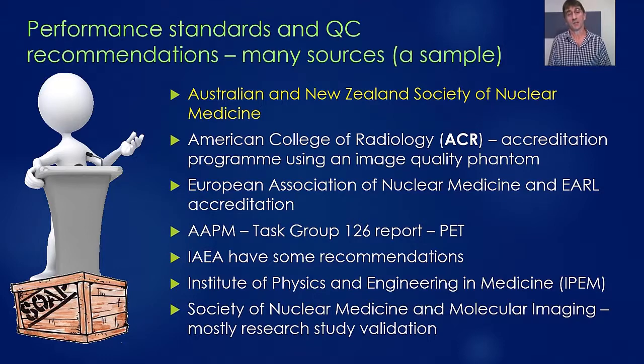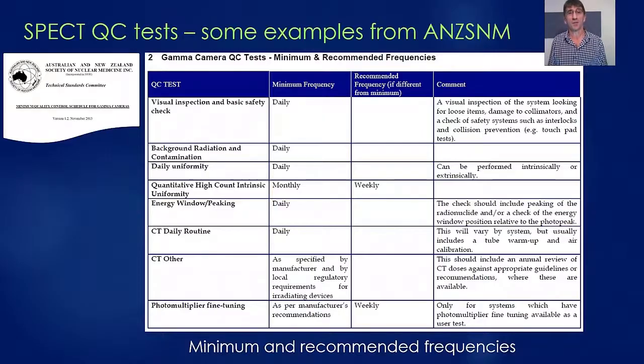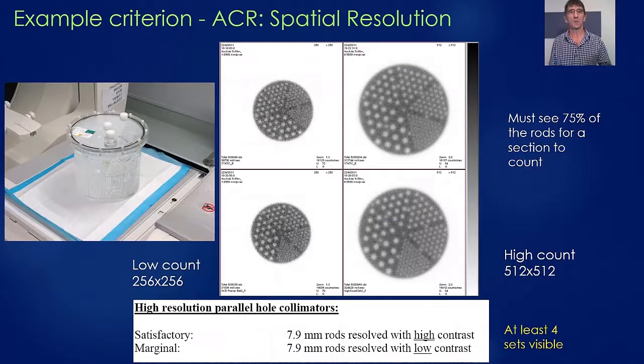Now, just an example of some of the SPECT quality control tests I mentioned in that document previously on minimum and recommended frequencies. The one thing I think is missing from these documents, which the ACR program, the American College of Radiology program, has just shown an example here for spatial resolution measurement by putting the phantom actually on top of the gamma camera and looking end-on at the rods that are in the phantom. They have criteria for a pass-fail system for their accreditation scheme, and if you want, you can actually use those as a minimum criteria for performance of your system.